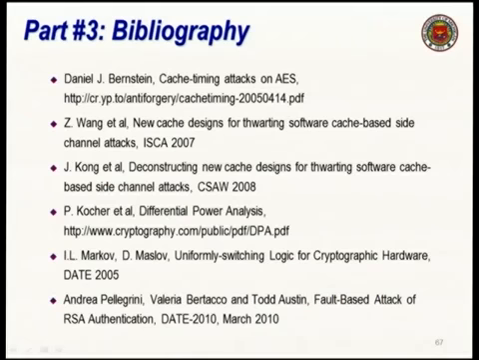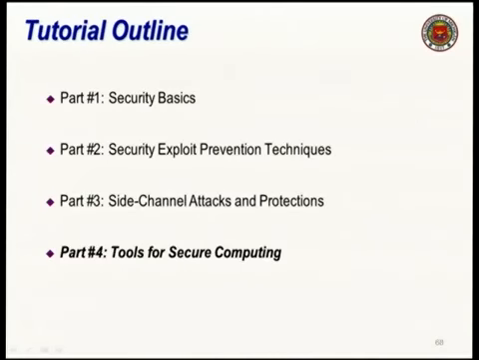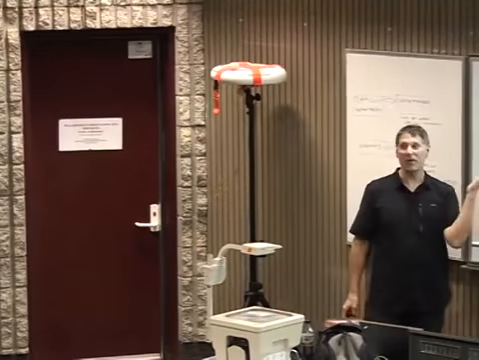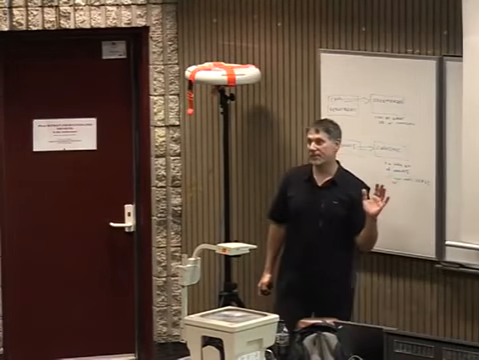All right, so part 3, there's a bibliography for it. And now let's take a look at some open source tools that are really useful today for building more secure software. Probably the most popular one is Valgrind.